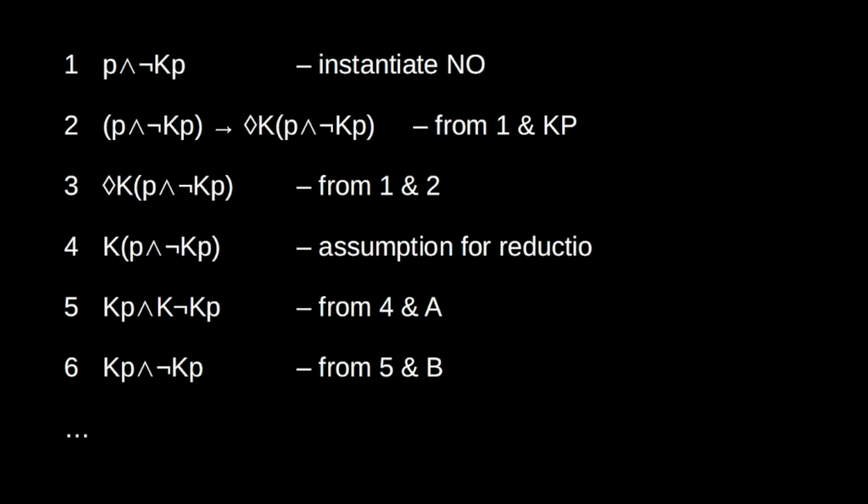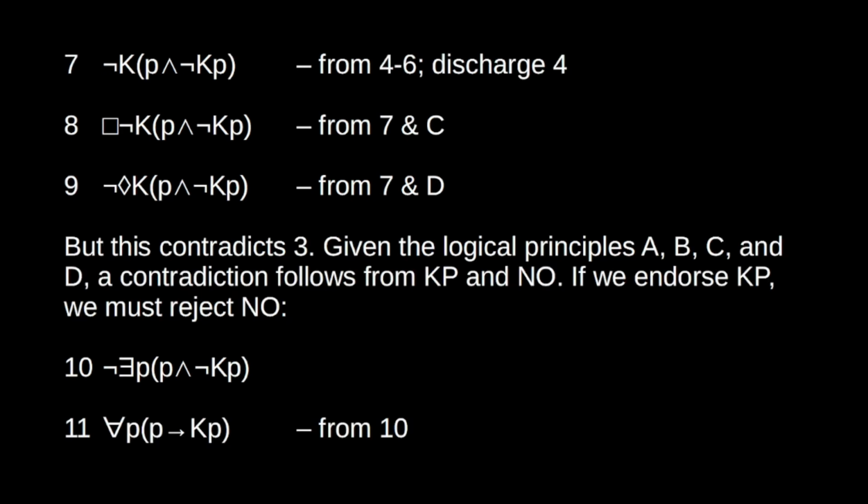Now take line 5 and apply principle B to the right conjunct. B says that knowing that P entails that P is true. So if it is known that it is not known that P, then we can conclude it is not known that P. But this, line 6, is an outright contradiction. Line 6 says it is known that P, and it is not known that P. So we have a contradiction there, and this shows that the assumption at line 4 must be rejected.